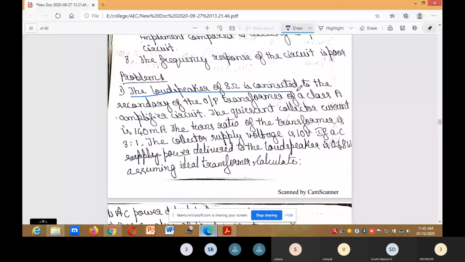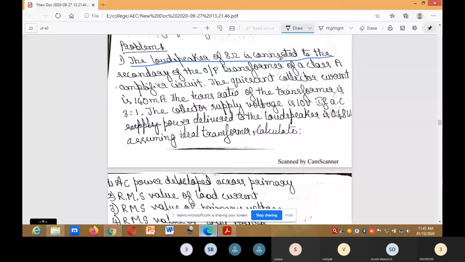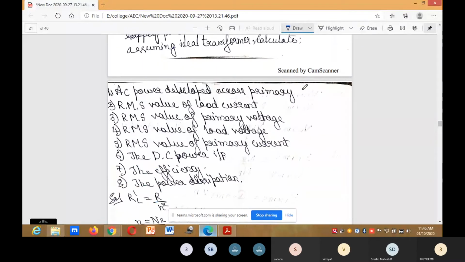This is a problem. An 8 ohm loudspeaker is connected to the secondary of the output transformer of a class A amplifier circuit. The quiescent collector current is 140 milliamps. The turns ratio of the transformer is 3:1. The collector supply voltage is 10 volts. If the AC power delivered to the loudspeaker is 0.48 watt, assuming an ideal transformer, calculate the following. We need to determine these things.